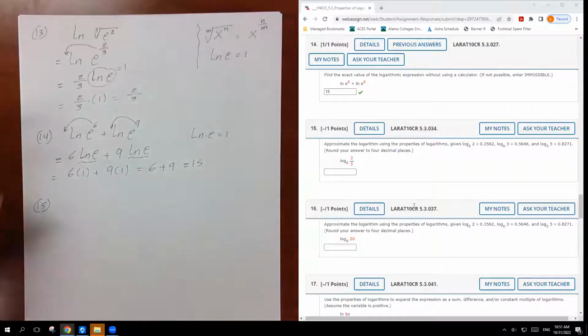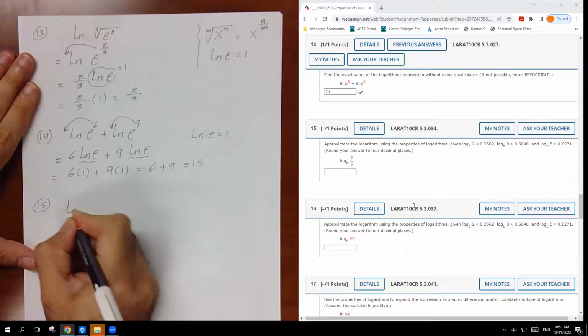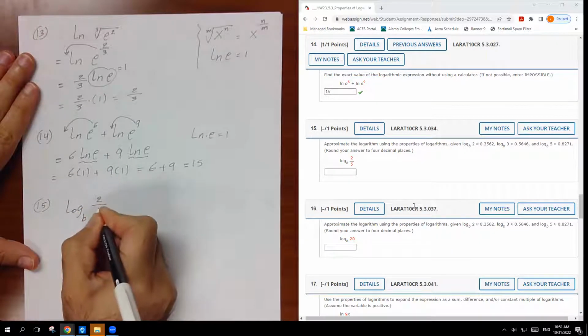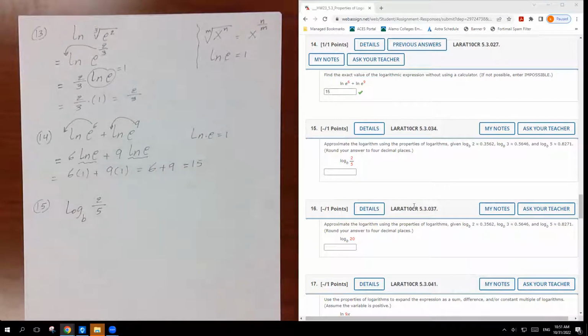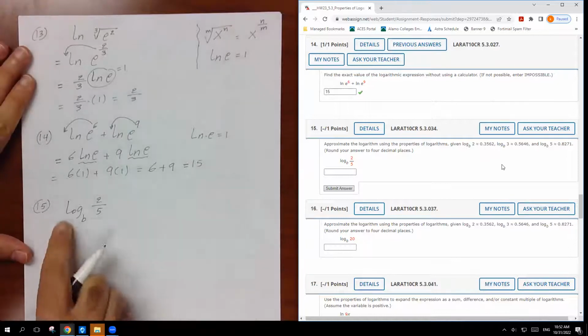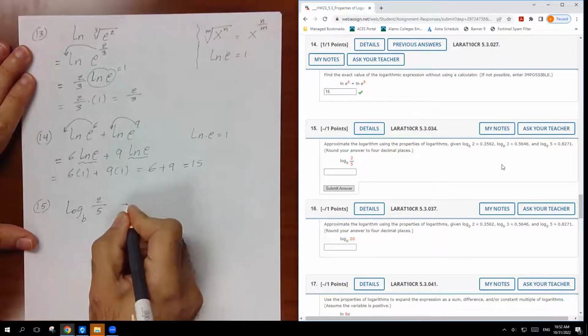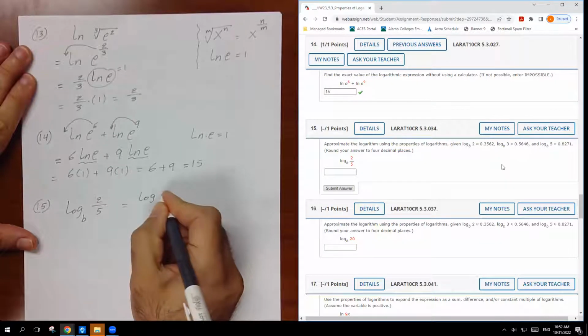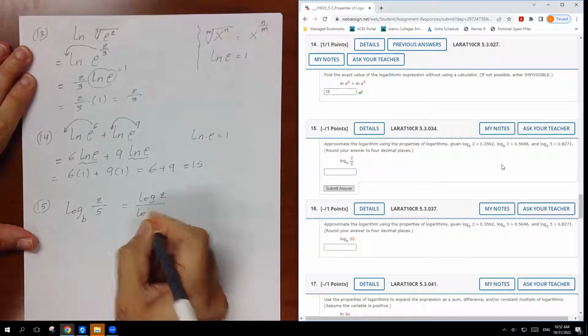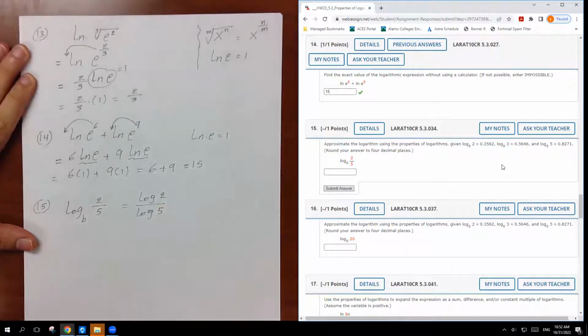For example 15, we have log to the base b of 2 over 5. They ask you, we need to find the approximate solution. But if you look here, there's no base. But I can use this information. I have log to the base b of 2 and log to the base b of 3 equal 0.5 and log to the base b of 5. So what I'm going to do, I can use the change of base. I'm going to say this one is equal to log of 2 over log of 5, as a common base, which is the 10.